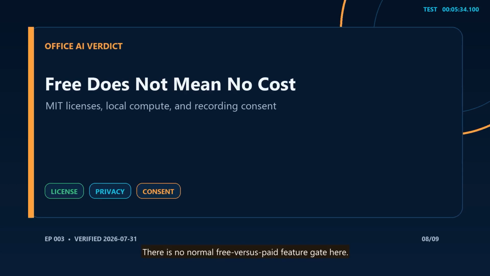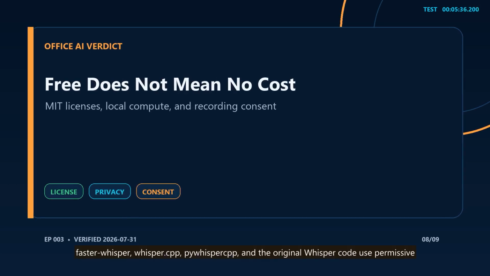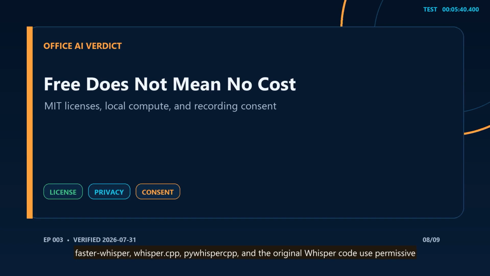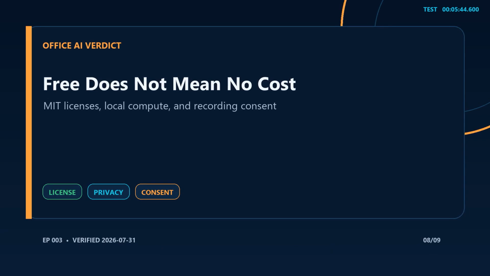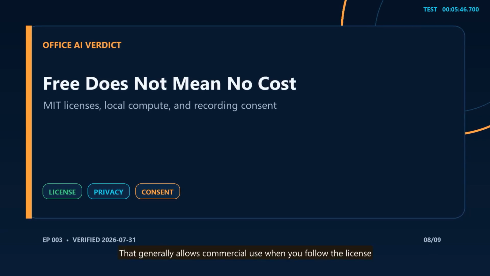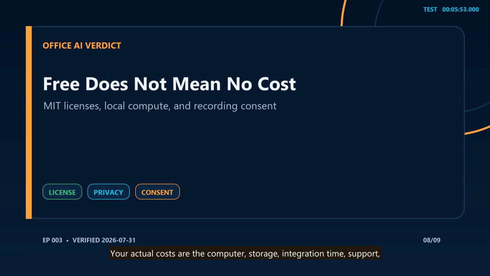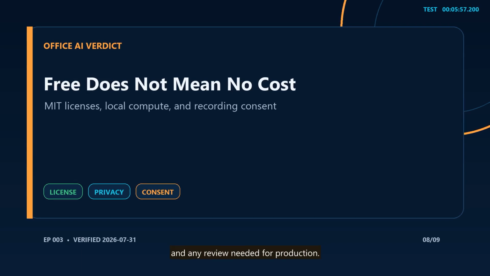There is no normal free versus paid feature gate here. Faster Whisper, whisper.cpp, pwhisper, and the original Whisper code use permissive MIT licenses according to their repositories. That generally allows commercial use when you follow the license notice requirements. But this is not legal advice. Your actual costs are the computer, storage, integration time, support, and any review needed for production.